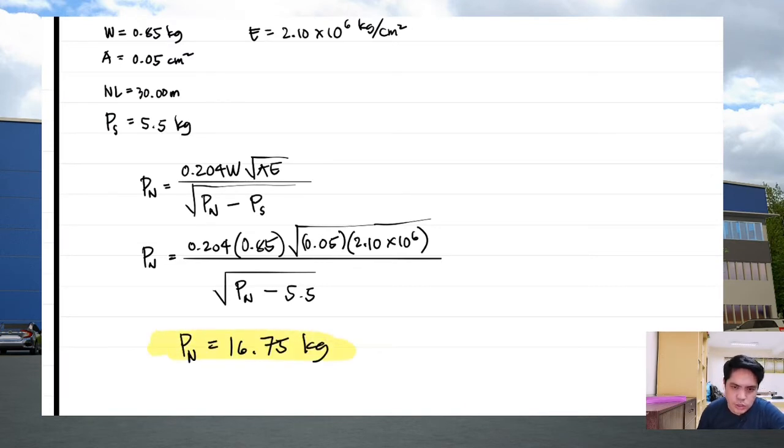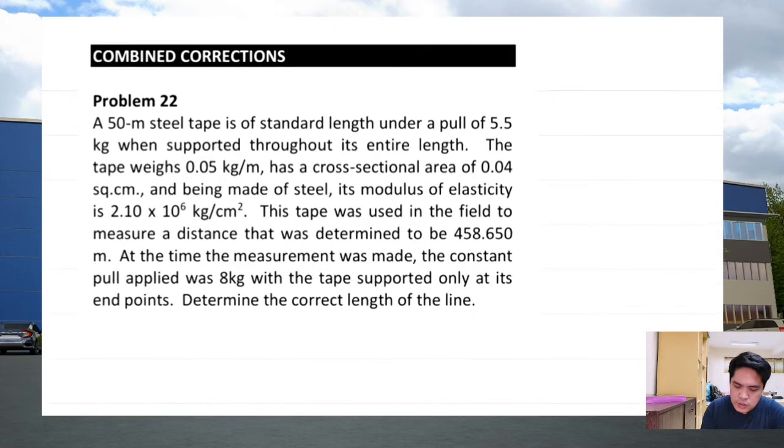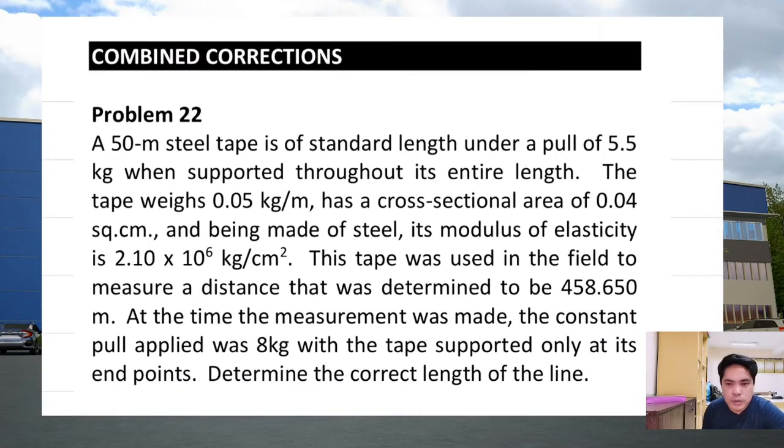So this is more on trial and error because the unknown is on both sides of the equation, and one of them is enclosed in a square root. That's why it's a little bit complicated. Okay. Now let's try to solve this problem that involves combined corrections. This is problem 22 in your handouts.